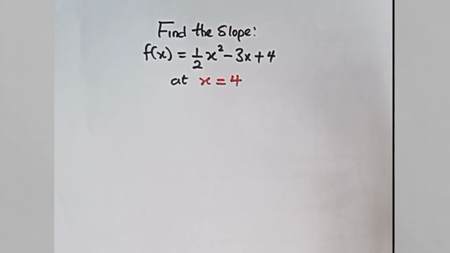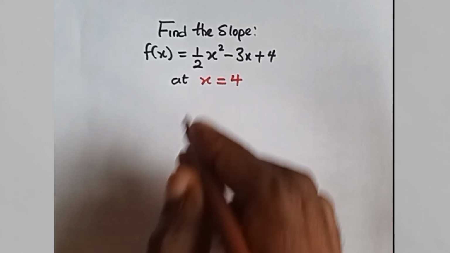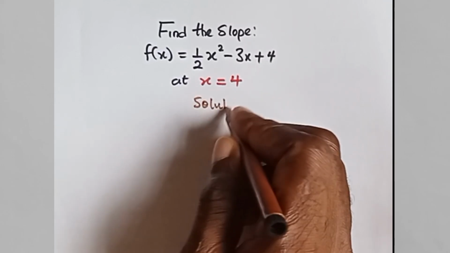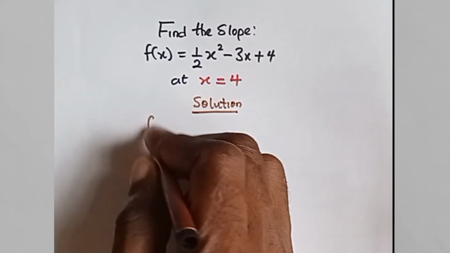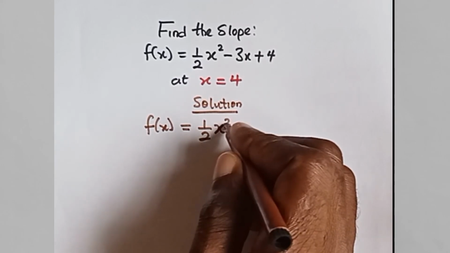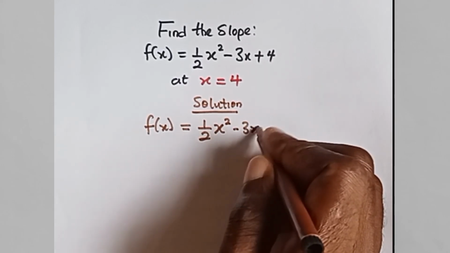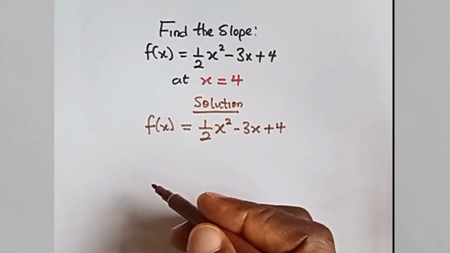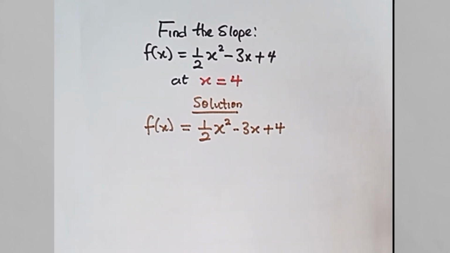In today's video, I want to show us how we can find the slope of a graph. Solution. We have the function f(x) = 1/2 x^2 - 3x + 4. For us to find the slope of this graph at x = 4, we need the derivative of the function, and then we can evaluate it at x = 4.